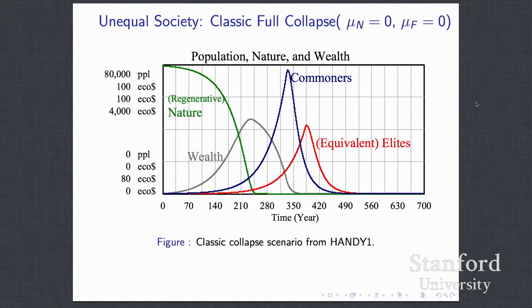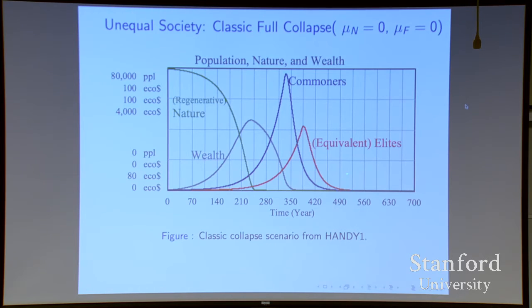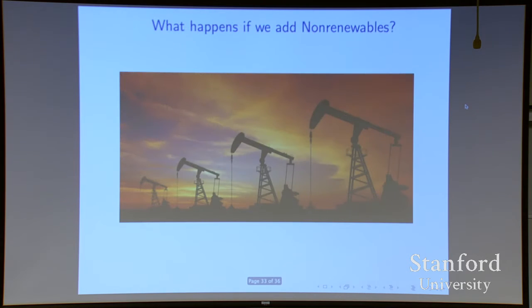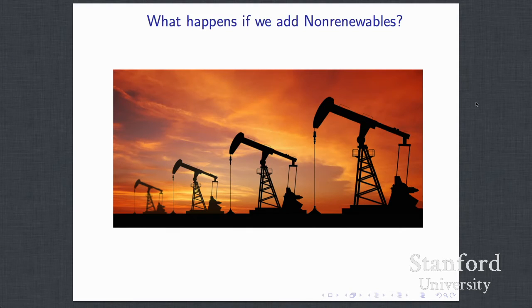So this is our classic full collapse, a typical collapse scenario. Just look at the timeline. We have about 500 years, the cycle. The population maximum here is like 80,000 people, in these units. So this is the situation. Now the question is, what happens if we add non-renewables to the system? If we add a larger stock of non-renewables, is that going to prevent collapse?